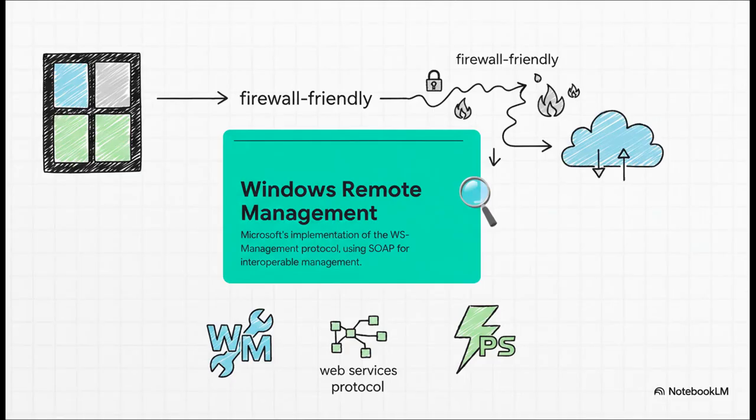But see, Microsoft, they played a totally different game. Instead of just adopting SSH, they built WinRM from the ground up. It's based on these standard web service protocols, which makes it super firewall-friendly. And the best part? It's deeply, deeply integrated with the Windows ecosystem, especially PowerShell. This thing was purpose-built for one job: managing Windows.